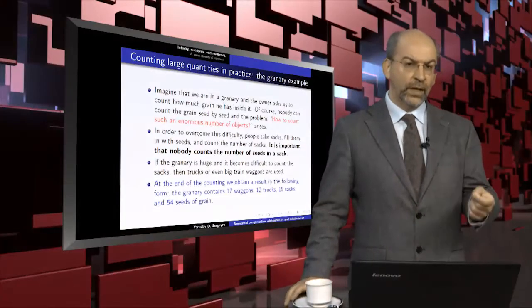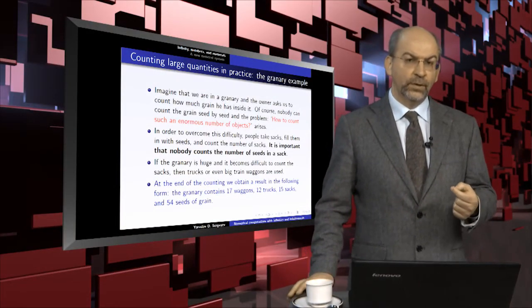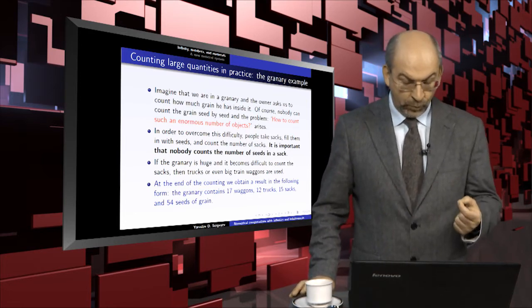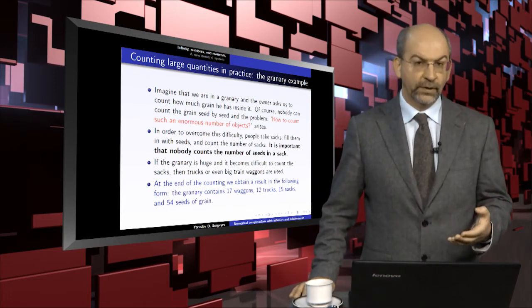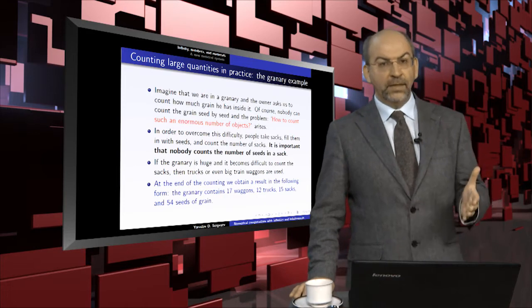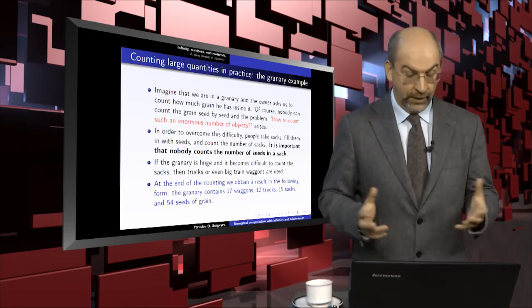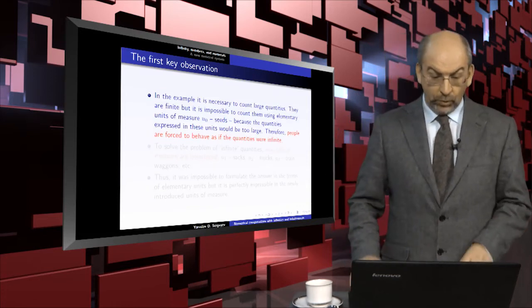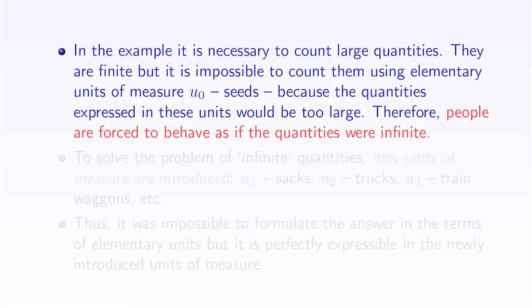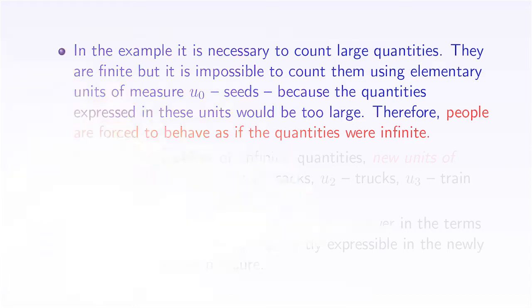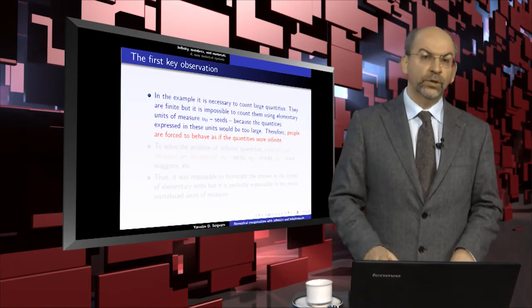So now if we add one wagon, we can see that we have more, and we can compute and calculate the quantity. If we subtract one seed, we are also able to see the difference. Obviously, the answer "many" is also correct. In the granary there are a lot of seeds, but its precision is very low. In the new way of counting, we have a higher precision. So, in this example, it was necessary to count large quantities. The quantities were finite, but people were not able to work with them because the quantities were huge, and people behaved as if the quantities were infinite.